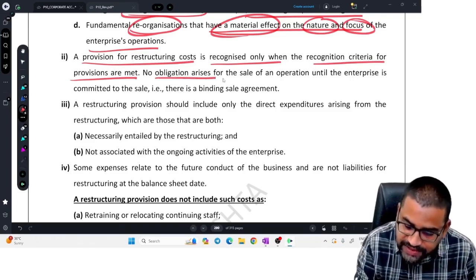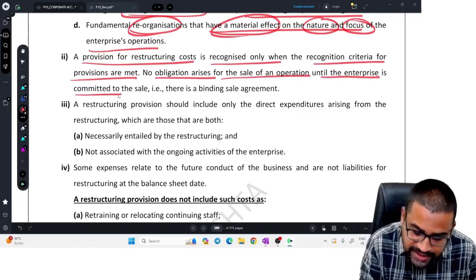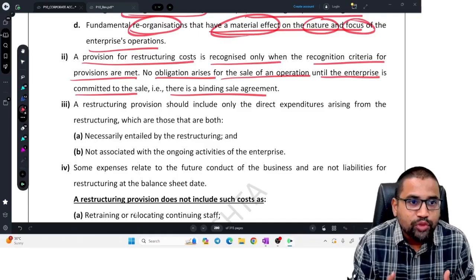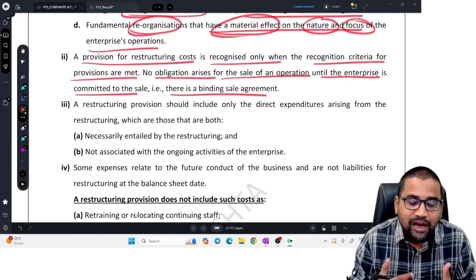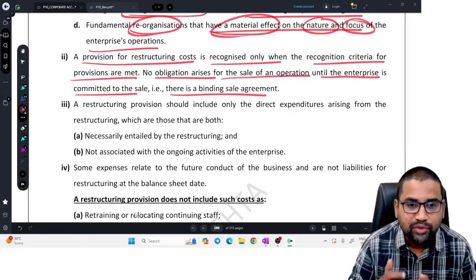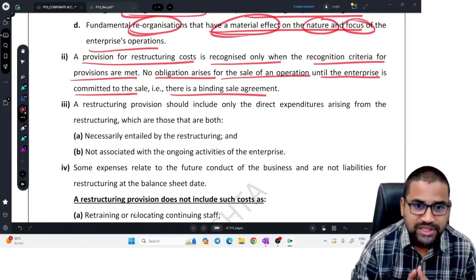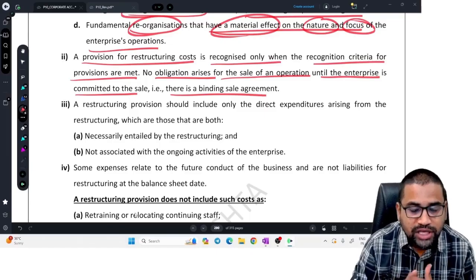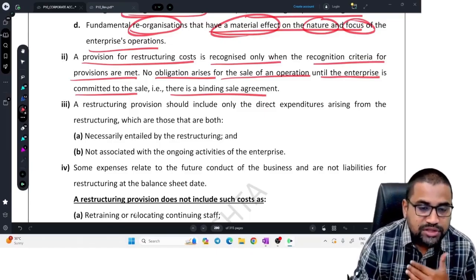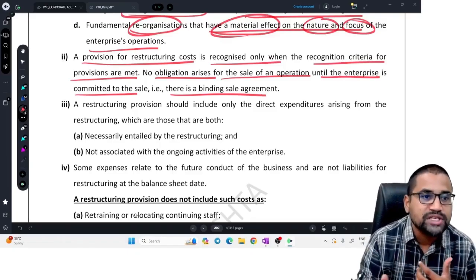No obligation arises for the sale of an operation until the enterprise is committed to the sale. That is, there is a binding sale agreement. For example, we want to sell one of our business operations. For example, Reliance company wants to sell its telecom business. Now tell me, is there an obligation? No. See, just because you are thinking that you want to sell the business, there is no obligation.